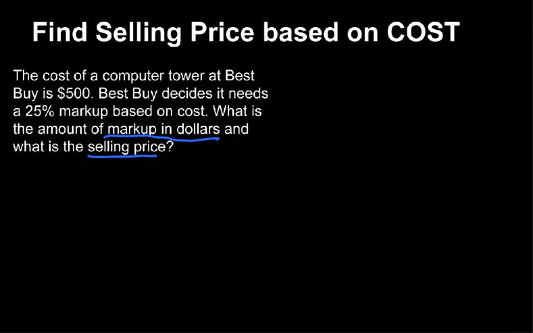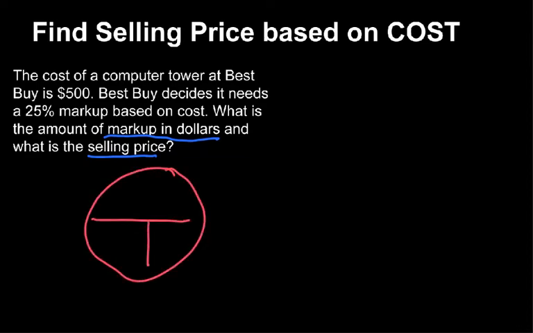So there's really two ways that we can do this, and I'll show you both of them. You can kind of decide for yourself which one you prefer to use, but we're going to make a PBR circle where we have $500 as our cost, and in the first option you can find the dollar markup, okay, using that 25%.